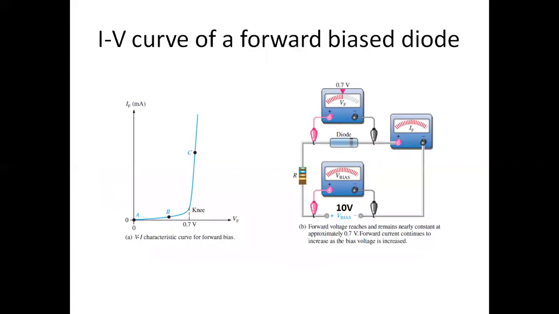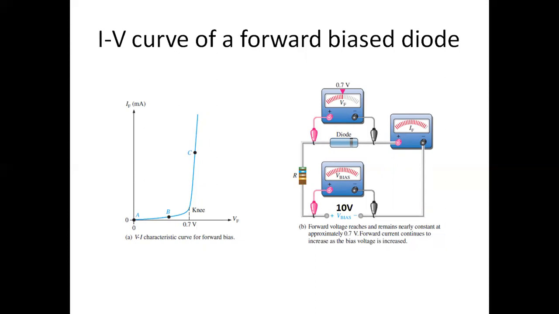Some characteristics about a forward biased diode. We have something we call current voltage curves. And if you want to study the behavior of the forward current against forward voltage, that is the voltage across the diode.